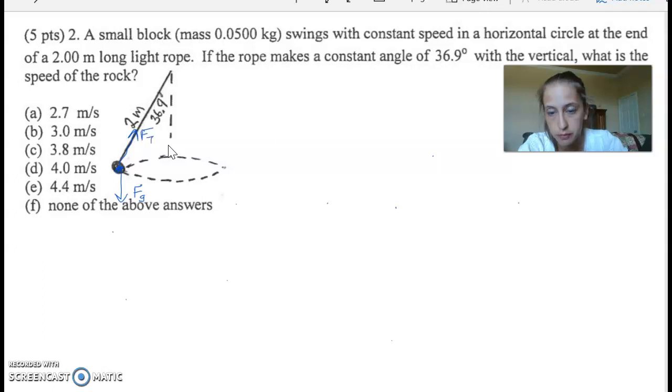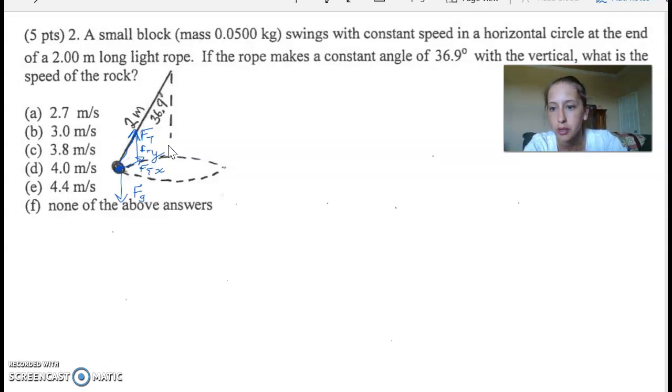Force of tension. So part of that tension is going in. I'm going to call that FTX because it's on the x-axis. And part of that tension is going straight up. I'm going to call it FTY because it's going up and down.